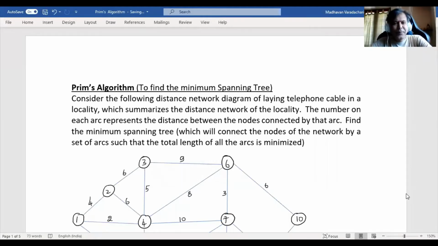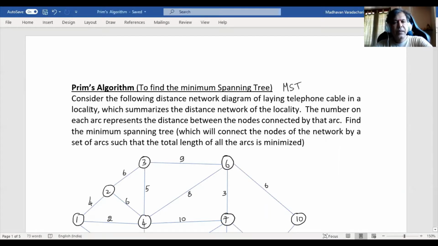Hello everyone. In the previous session, we understood what we mean by a minimum spanning tree. Now, in this session, we'll understand how we find that minimum spanning tree, or MST, shortly. To find it, one of the algorithms used is Prim's algorithm. So how do we do it using this algorithm? We'll try to understand through this numerical example.